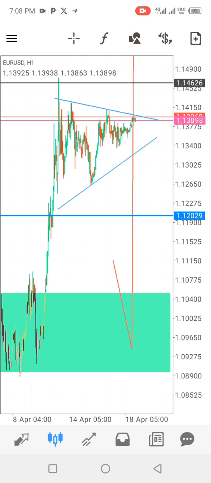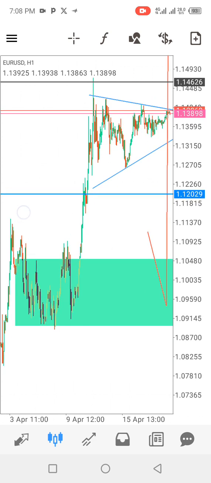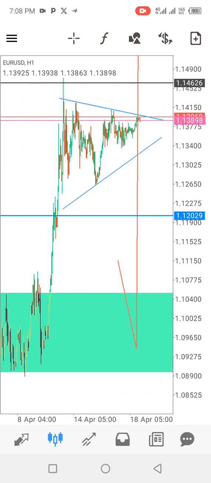Do you understand? So this is what you can see, that currently euro dollar is forming a triangle.